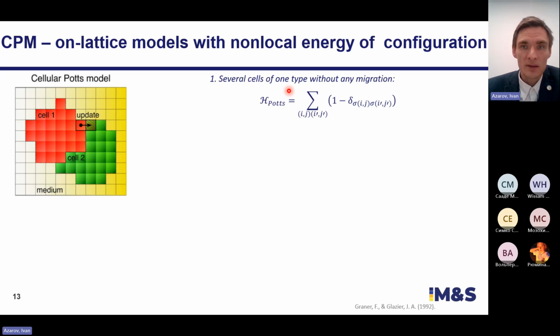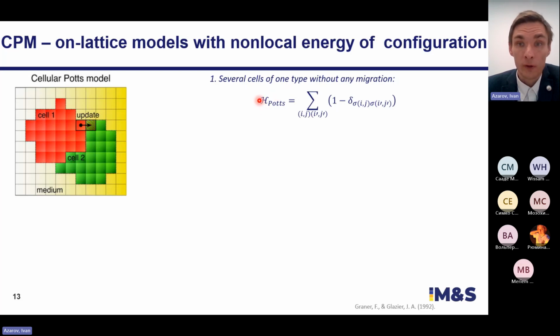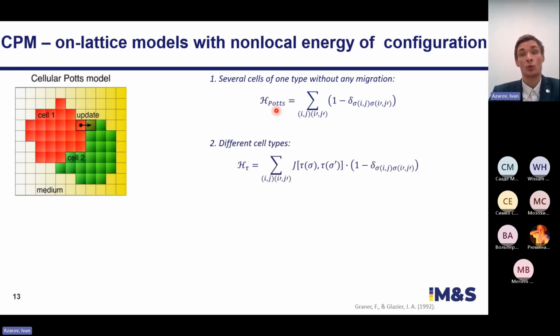And sometimes researchers and models call this surface energy term. And we can rewrite this energy and make it more complex using a special multiplier. It's not the coefficient, but a symmetric matrix of surface energies for different cell types. Tau is cell type.